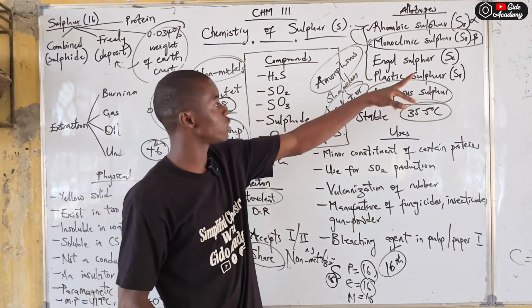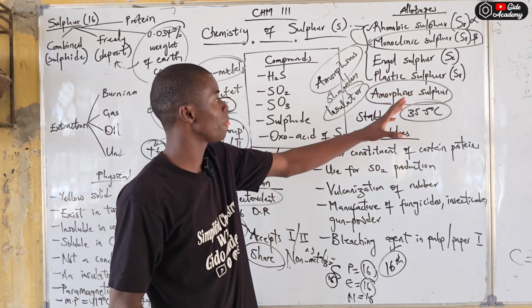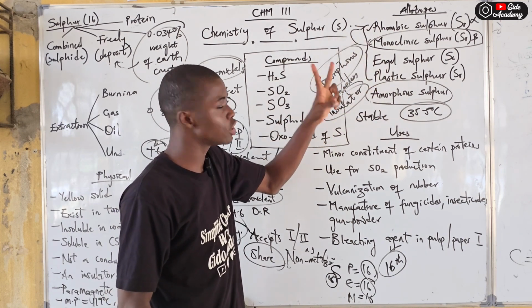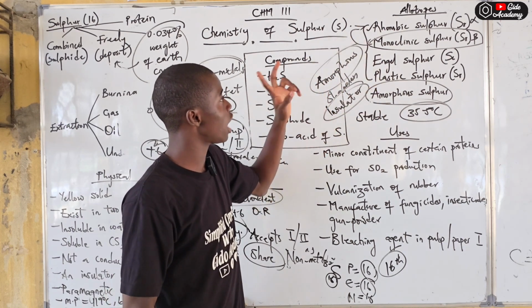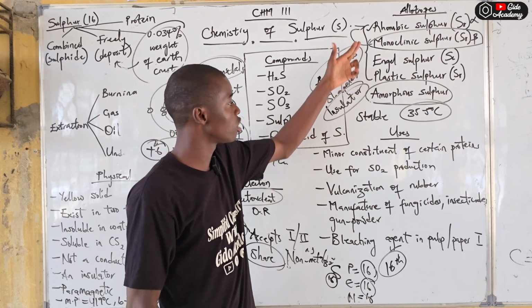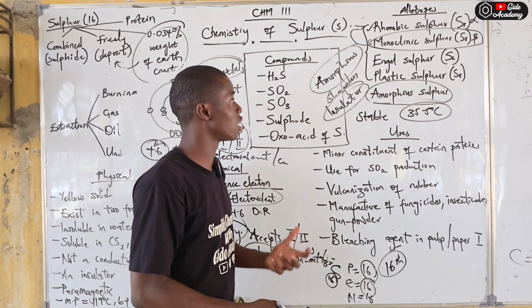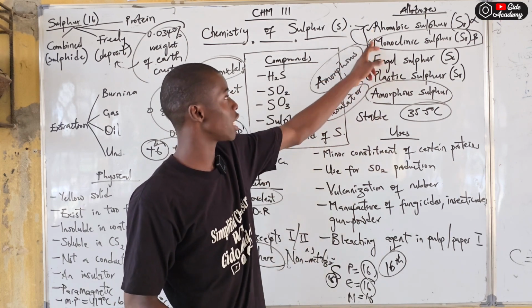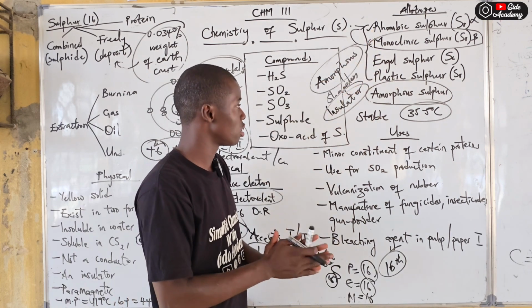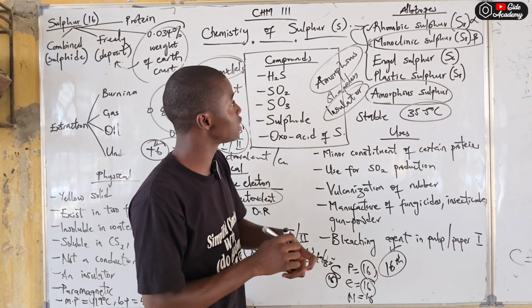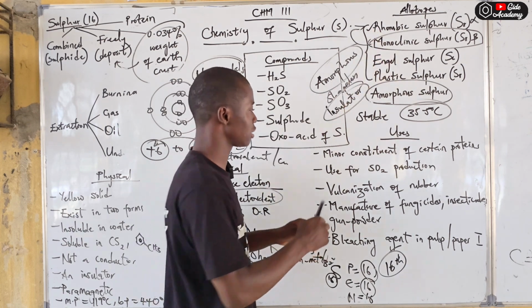We have angel sulfur, which is S6. We have plastic sulfur, and the next one we have there is amorphous sulfur. But please take note, the 2 major types of allotropes of sulfur are rhombic and monoclinic. Amorphous is a shapeless sulfur, while these are the 2 main types of crystalline sulfur.